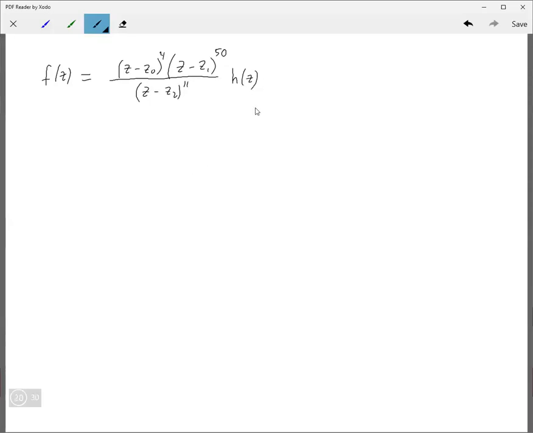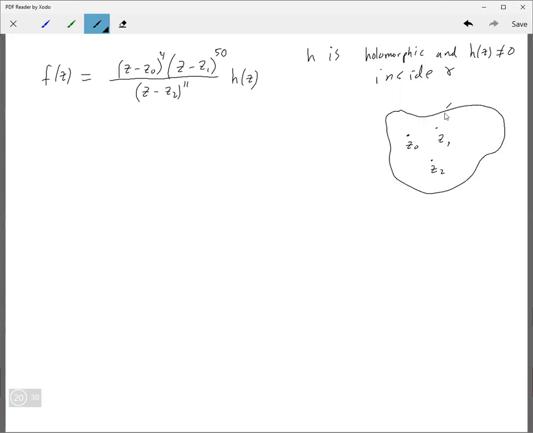Okay, so let's suppose that H is holomorphic or analytic, and H of Z is not 0 inside gamma. Also, here's Z0, here's Z1, and here's Z2, and I'm going to say that's gamma.